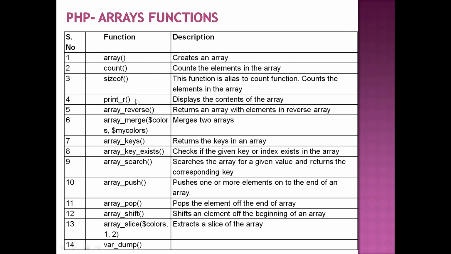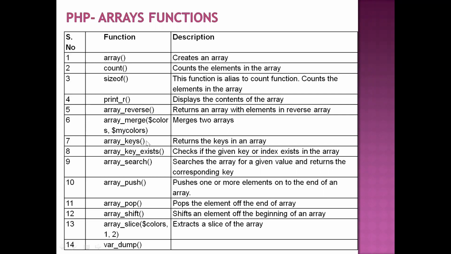The print_r function will display the contents of the array with a clear description. The array_reverse function is used for returning the elements of the array in reverse order, right? And we have the array_merge function to combine or concatenate two arrays. For this merge function, two arrays we need to pass: $color = array_merge($my, $colors). So two arrays we are merging into a single array, and that result will be stored under $color.